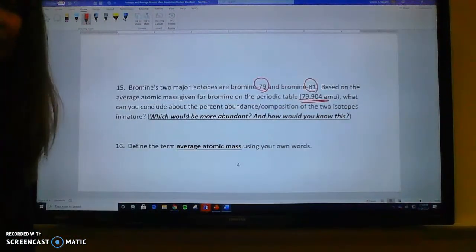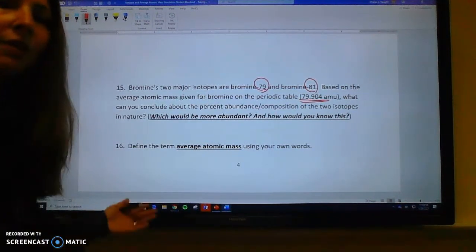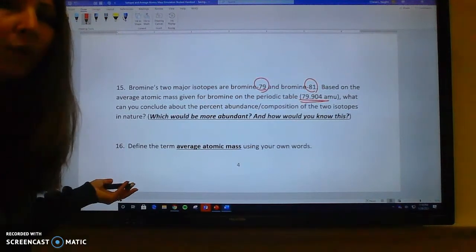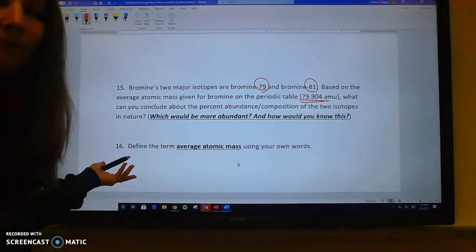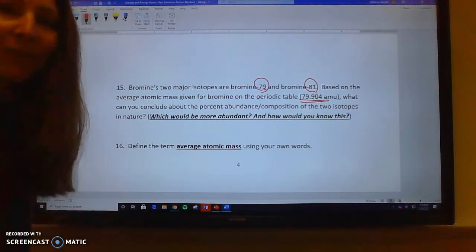When you get to number 16, you can either Google this answer or you can just simply state it in your own words. You're not going to be wrong if you just word it exactly the way that you would be, talking to a friend over the weekend about chemistry. You can word it however you want.